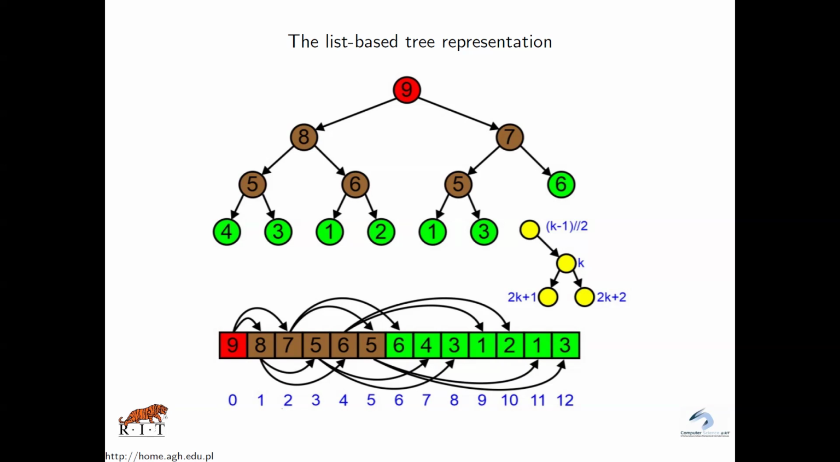So you start with the root, then you print the children of this node, 8 and 7. Then you print the children of the left node. Then you print the children of the right node, and so on. So this is how you can represent a binary tree with a Python list, instead of our user data types.